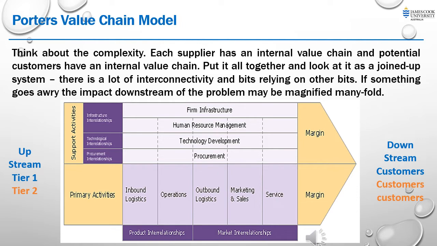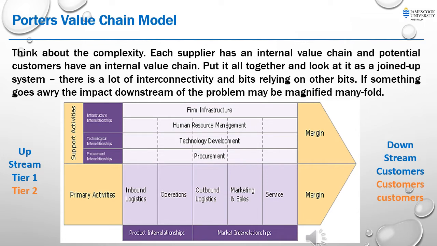So Porter basically introduced the value chain model. As you can see, all those suppliers have their own internal value chain, and potential customers have their internal value chain, and all of these are joined together. So if any part of this supply chain or value chain goes wrong, the impact on the downstream is actually significant. So it's very, very important that we understand that.